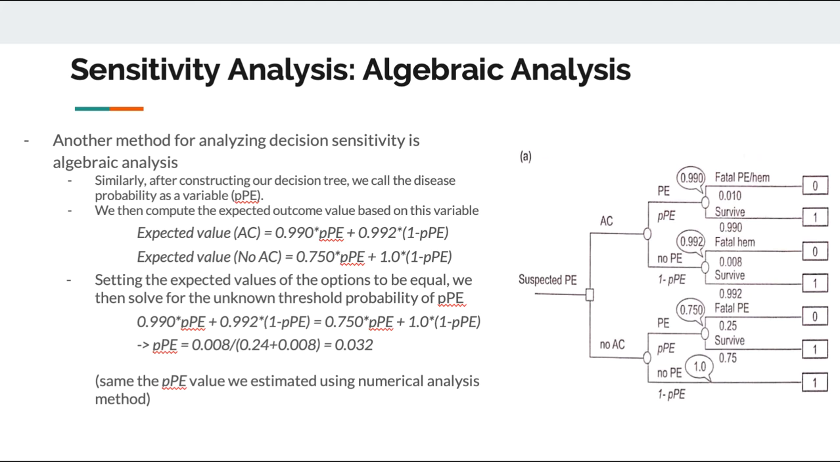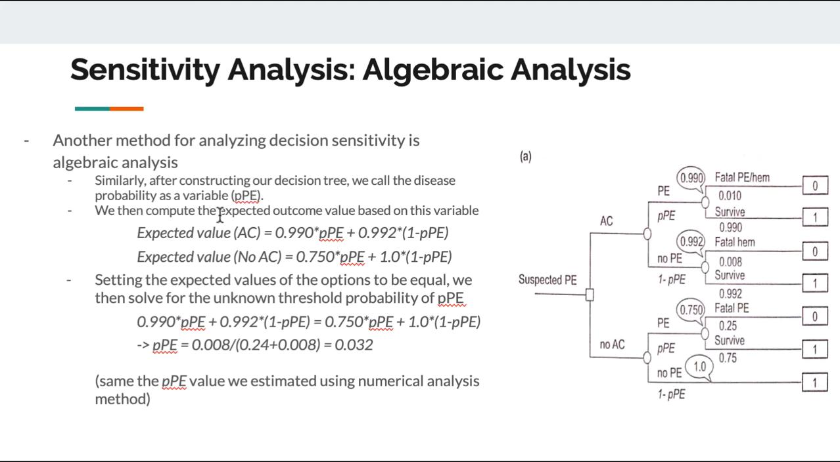Right. Next, we talk about another method. Another method for analyzing decision sensitivity is the algebraic analysis. It's pretty similar to the numerical analysis. We construct our decision tree as shown on the right hand side, and we also need to define a variable. In this case, we call the disease probability PPE. That's the variable we're going to use in our equation.